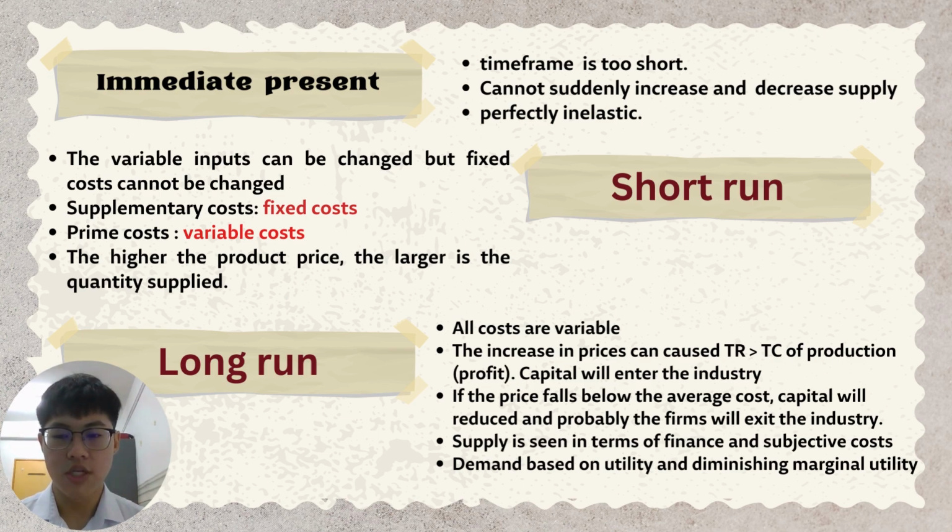Okay, the third one is the long run. In the long run, all costs are variable. An increase in price, such that total revenue is larger than total cost, will cause capital to enter the industry and let the market supply increase. If the price falls below the average cost, capital will reduce and probably the firm will exit the industry. Supply is seen in terms of finance and subjective cost, and demand is based on utility and diminishing marginal utility.